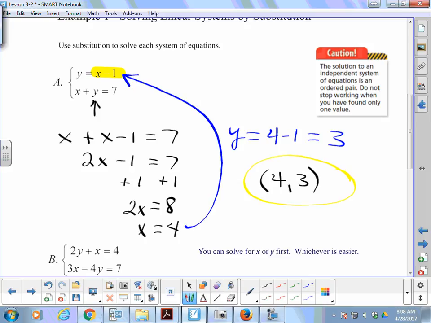All right, don't just leave it as x equals 4 and y equals 3. You have to actually write it as a point 4, 3. So lots of times they give it to you, say, all right, y equals this or x equals that right away, and you can go ahead and use substitution and solve.